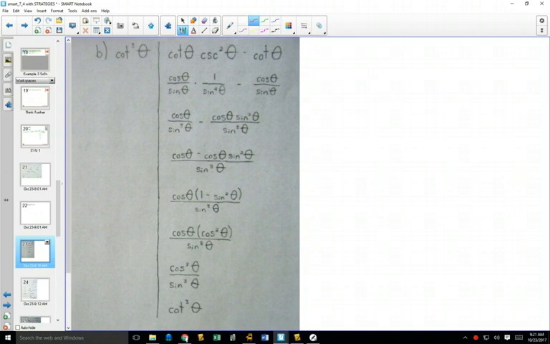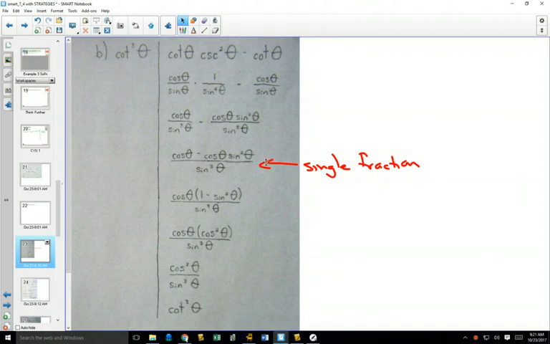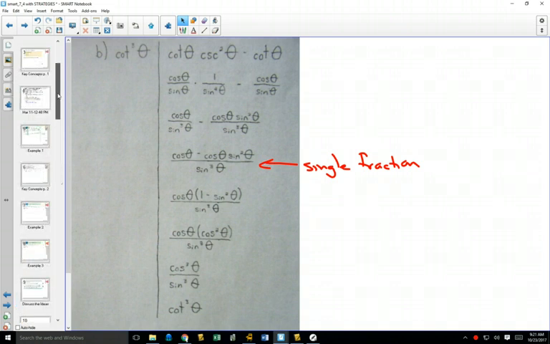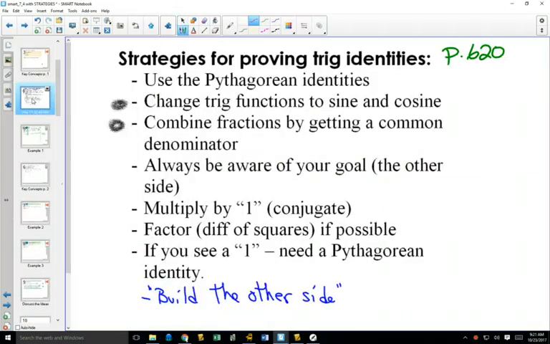And then at this point, you have a single fraction. Wow, that's a bad F, but we'll pretend it's an F. We have a single fraction, and it doesn't match the other side. So something that we're going to find out in our strategies, when you get things to a single fraction and things don't match, maybe you could see if you change the other side to sine and cos, which is in the next proof, cotangent cubed would be cos cubed over sine cubed. And it doesn't match. So if we go back to our strategies, I am going to put a big red star beside 2 of them. Build the other side and factor.